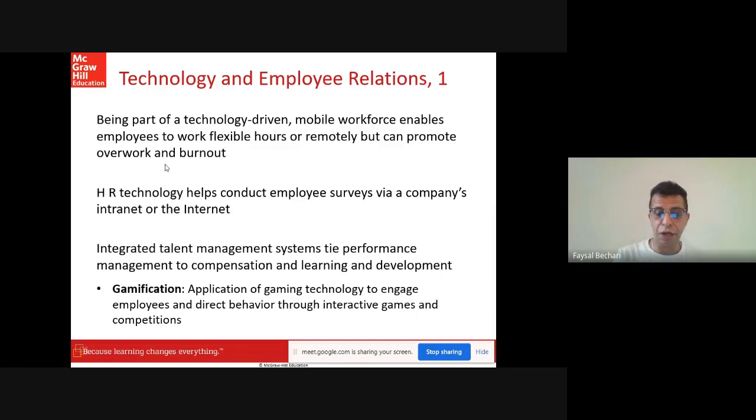There is gamification, which is one of the applications where we start playing games with each other. It's called Kahoot, probably. We'll do some applications on it, so we can do some questions and gamification on it. It is the application of gaming technology to engage employees and direct behavior through interactive games and competitions.